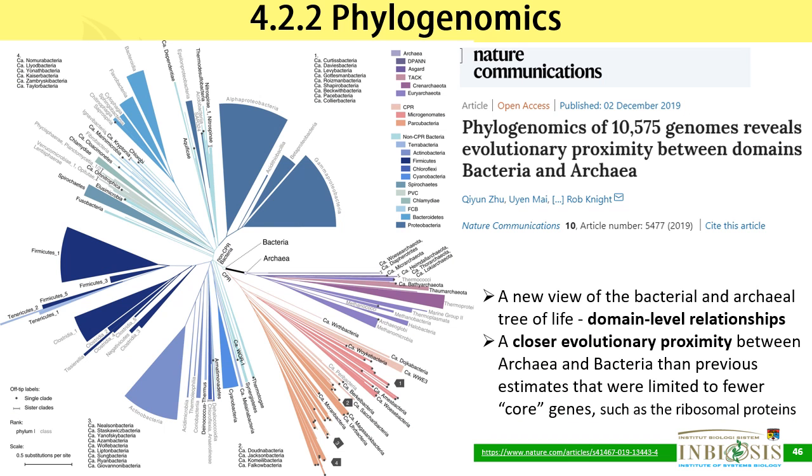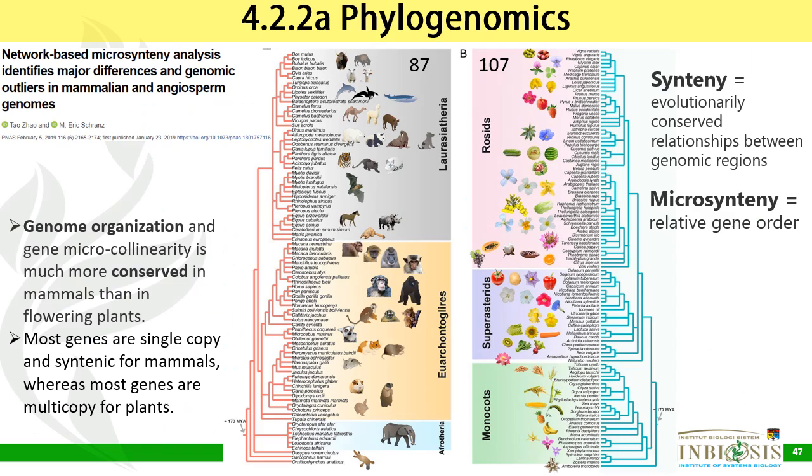Third, phylogenomics, as compared to phylogenetics, is the use of whole genome sequences to reconstruct evolutionary relationships between organisms. Shown here is a phylogenomic tree of over 10,000 genomes, which reveals the evolutionary proximity between archaea and bacteria in the domain level relationship, compared to previous phylogenetic analysis using core genes or ribosomal proteins.